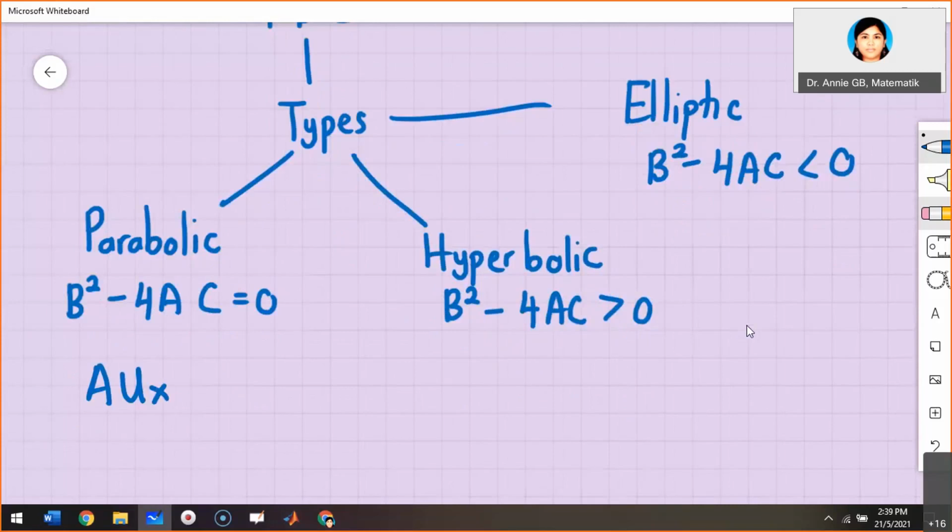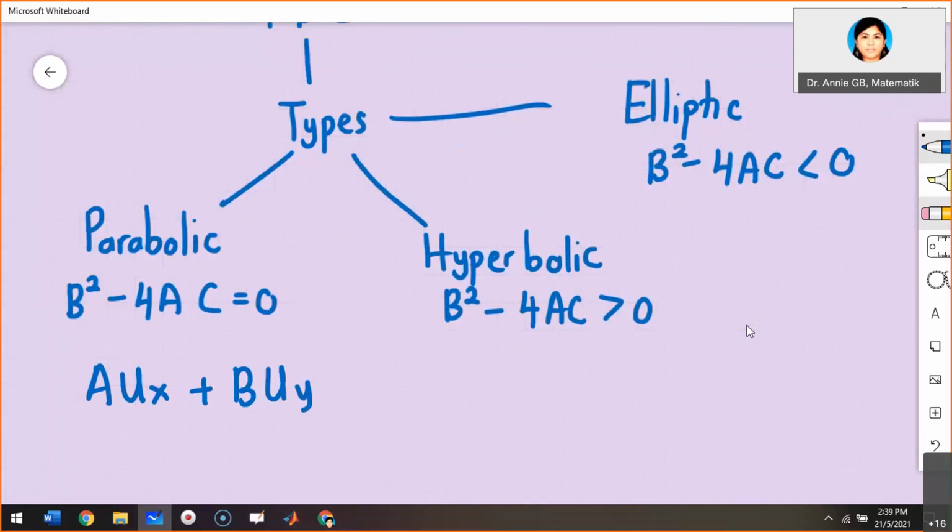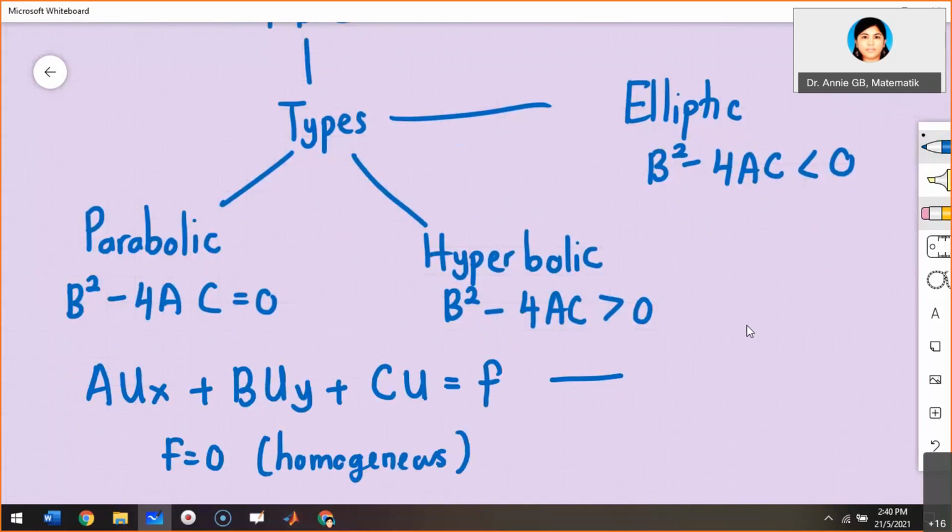AUx plus BUy plus CU equals to 0. Not 0 equals to 0 lah, equals to, kalau dia homogeneous, maybe F. Okay? So, if F is equals to 0, kita ada homogeneous. Okay? And this is the first order. So, first order boleh ada type. Okay, masukkan je lah. Masukkan saja pada equation yang ada.